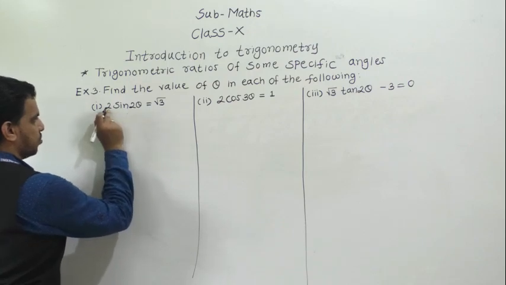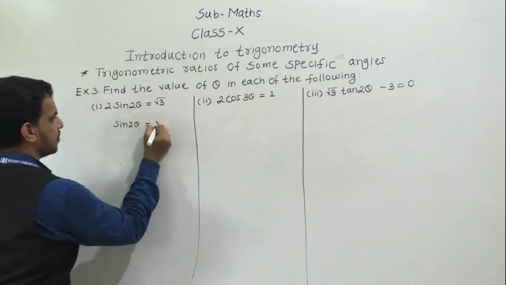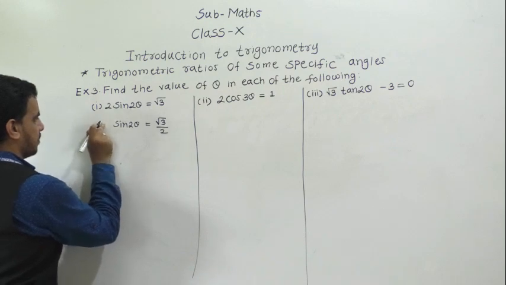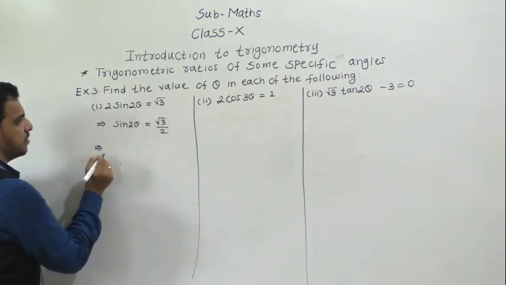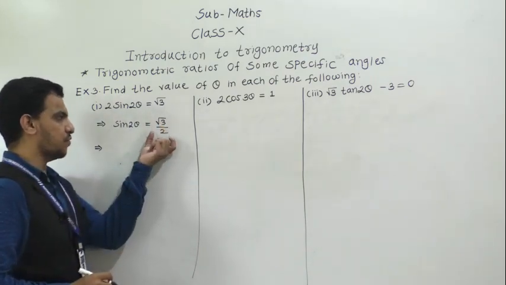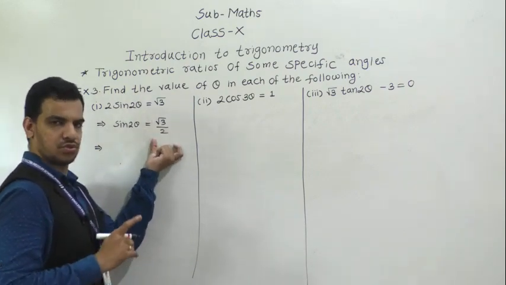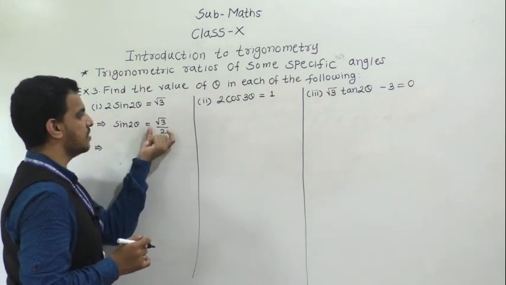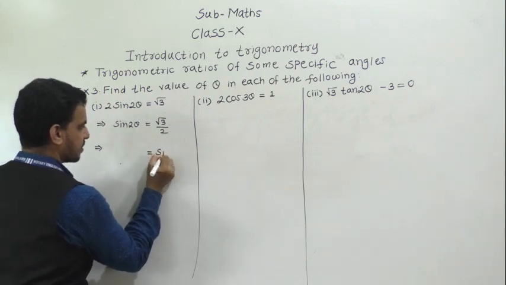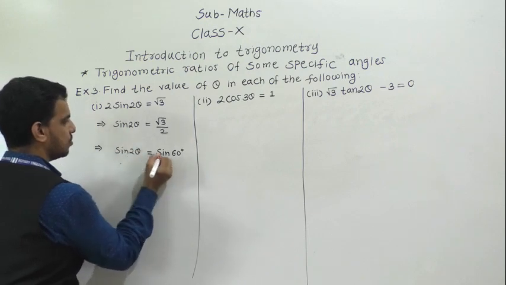So first we have to shift this 2 here, so sin 2 theta is equal to root 3 by 2. This is the first step. Then the second step: now we know the value of root 3 by 2. For which angle is the sine value root 3 by 2? That is 60 degrees, because sine 60 degrees is root 3 by 2. So instead of this root 3 by 2, we put sine 60 degrees. So sine 2 theta is equal to sine 60 degrees.